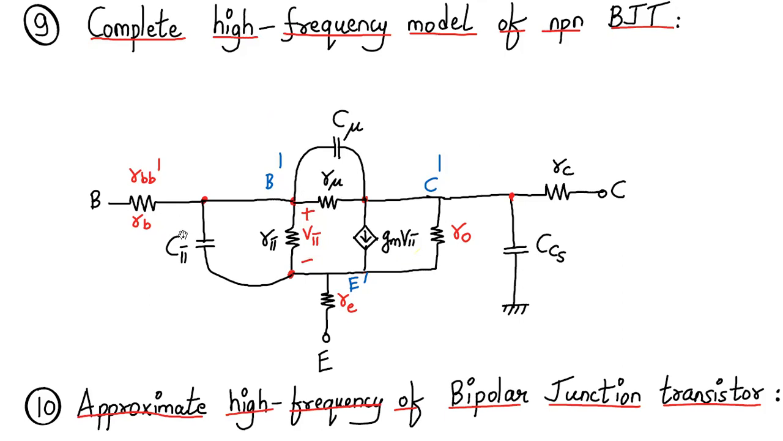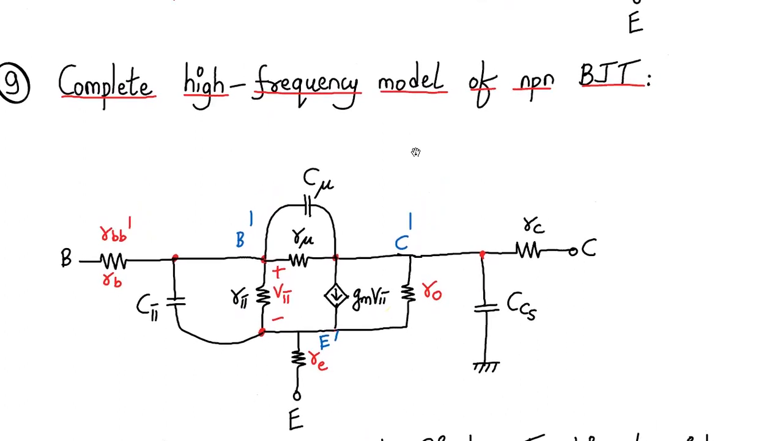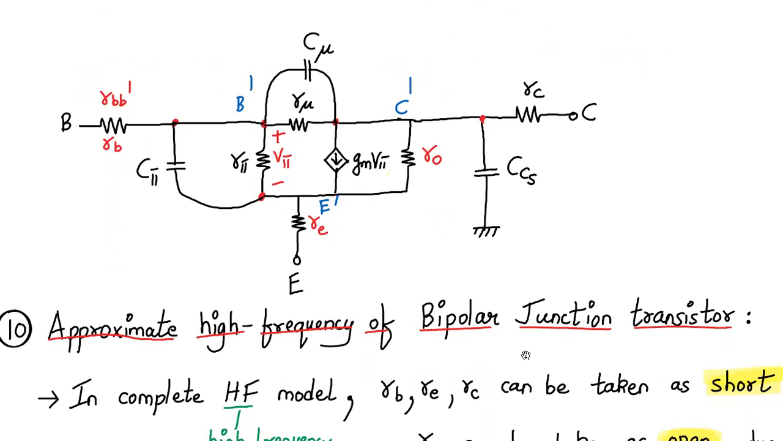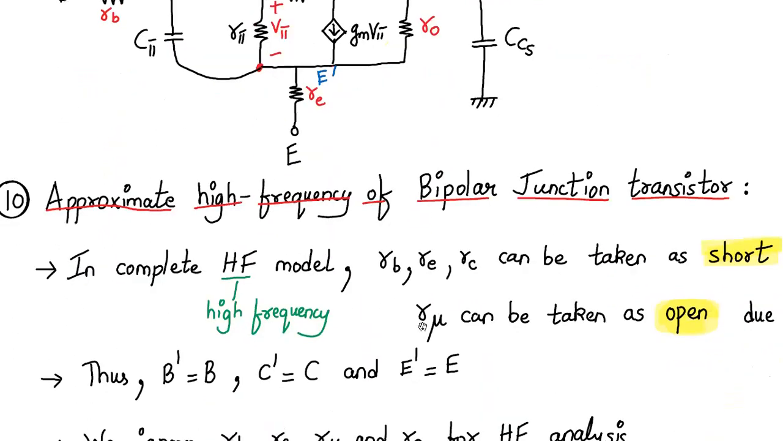Then at higher frequency, the base collector junction is reverse biased, and there is a transition capacitance in the form of C mu. In the forward biased base emitter junction, we have just seen that there is a transition capacitance in the form of C pi. And finally, we have CCS, which is the capacitance between the collector and the substrate. So this is the complete, exact high frequency model of an NPN BJT. But we will be using an approximate high frequency model for a bipolar junction transistor.